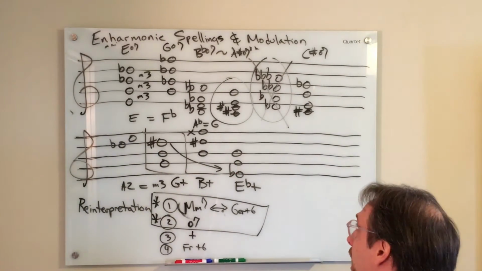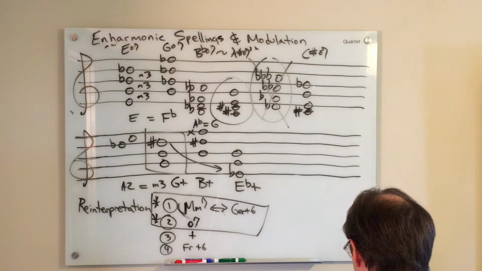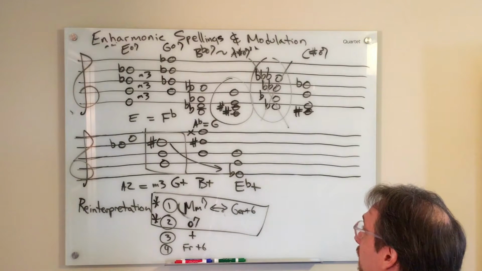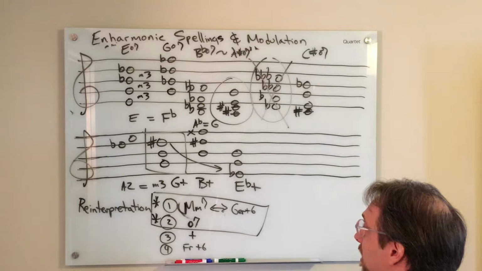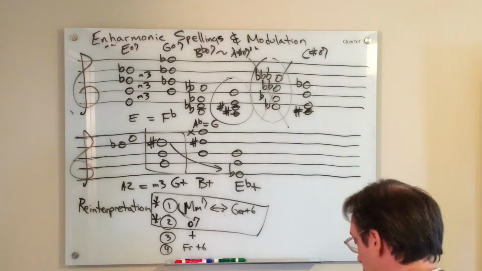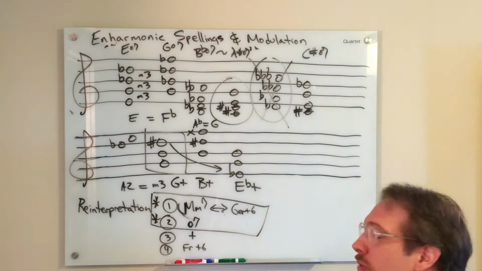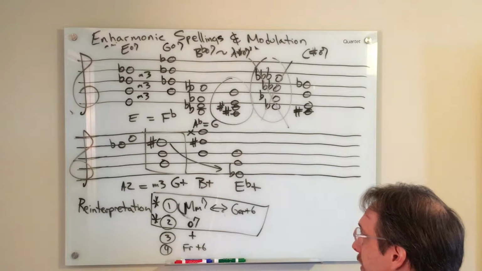So G augmented triad, B augmented triad, E flat augmented triad. If I were to just play this, I could say, look, that's a G augmented triad. That's a B augmented triad in second inversion. That's an E flat augmented triad in first inversion. You wouldn't be able to tell without the context of chords, like how it resolves is the only way you would be able to tell which one it is. So let me do that again.